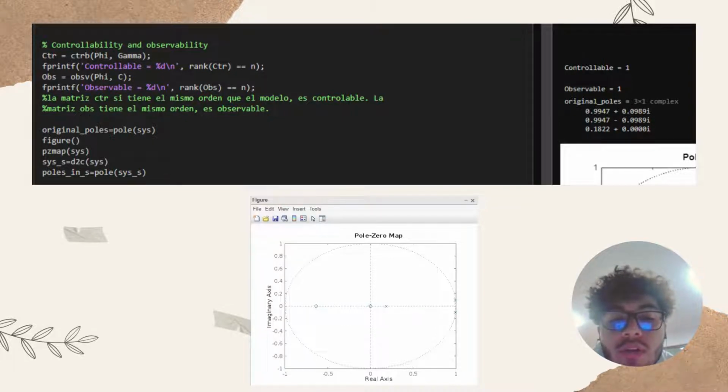Then we convert the plane into a continuous plane, so our plane is going to be an S plane. Here we can change the poles. The objective of this evidence is to design a state feedback controller with an observer. So that's why we have to make sure we could add an observer.